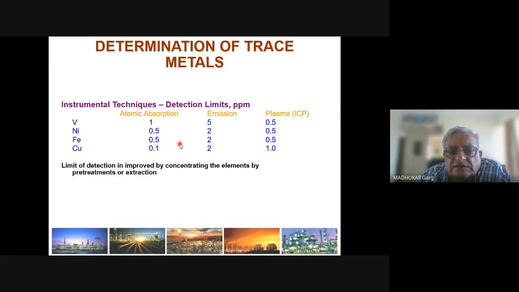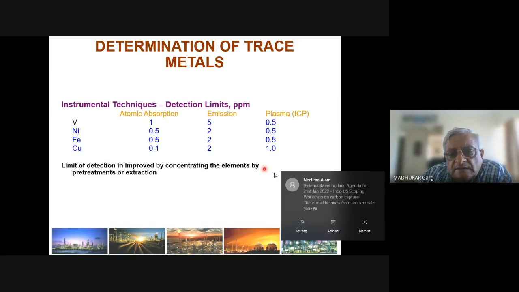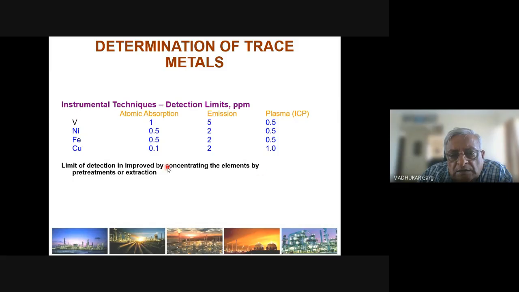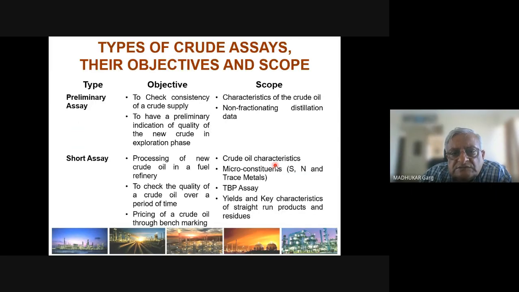So basically, these are the metals that might occur, and there are various instrument methods. In fact, the industry has installed some very expensive equipment like ICP, which can cost you something like 2 crores of rupees. But it's a very accurate machine by which you can get the metal content like vanadium, nickel, iron, copper, etc. There is no fixed limit of detection actually. It depends upon how you prepare the sample, so a lot of expertise is required to use these instruments.